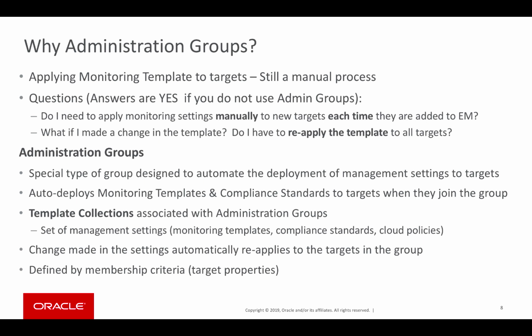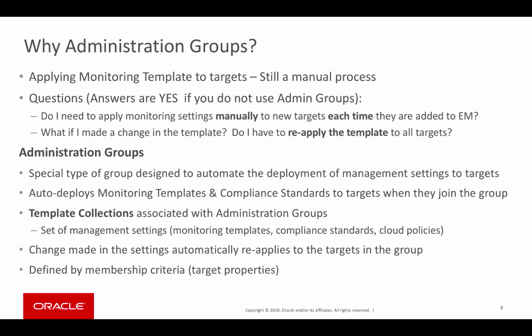So that's where the admin group comes into play. An administration group, or admin group for short, is a special kind of group that is designed on purpose for automating the deployment of monitoring settings and compliance standards, especially to a large number of targets. So using an admin group, when a target is added to the group, EM automatically deploys the monitoring template to the newly added targets.